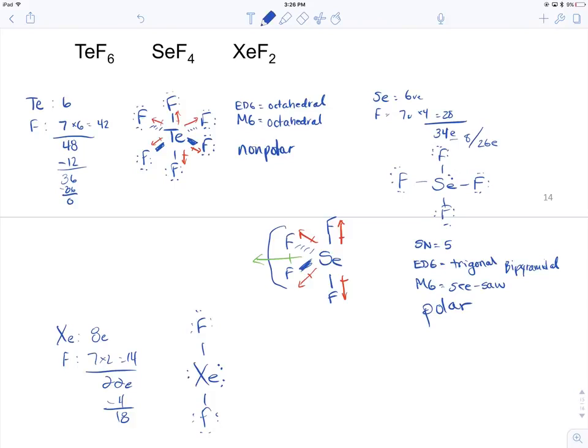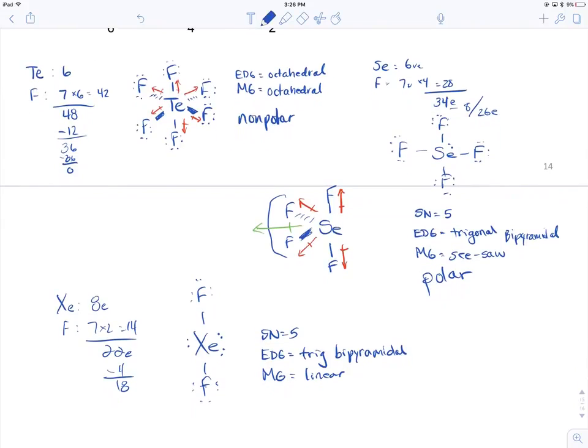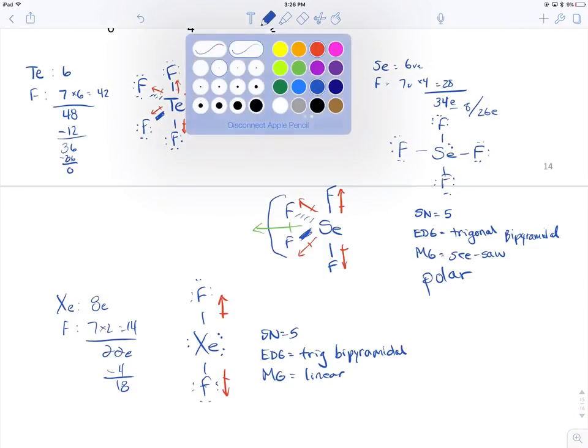Okay, so my central xenon atom has 5 groups. This is going to have trigonal bipyramidal geometry again, just like the last one. And all of those lone pairs will want to occupy the equatorial position, so they will be as drawn here around that equator, resulting in a molecular geometry that is linear. And because of that linear geometry, these fluorine atoms are going to be pulling opposite one another, yielding a nonpolar molecule.